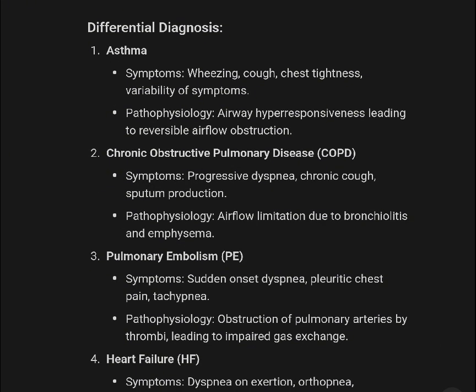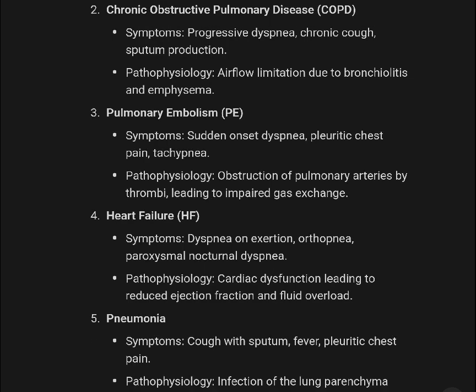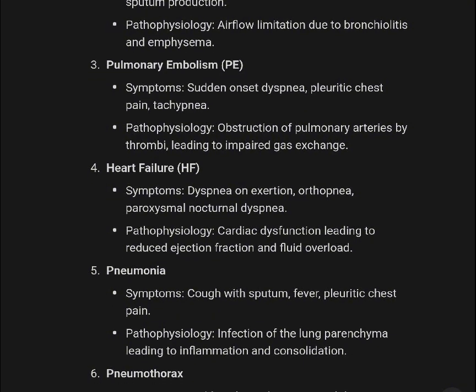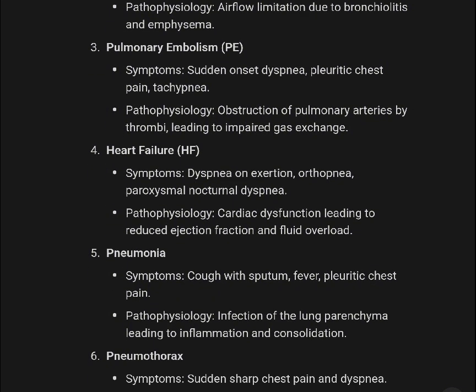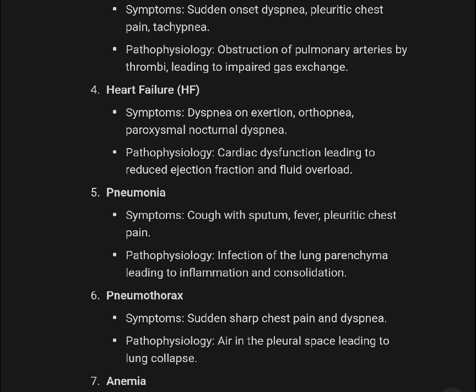Differential diagnosis. Asthma: symptoms are wheezing, cough, chest tightness, and variability of symptoms. Pathophysiology: airway hyperresponsiveness leading to reversible airflow obstruction. Chronic obstructive pulmonary disease: progressive dyspnea, chronic cough, sputum production. Pathophysiology: airway limitation, chronic bronchitis and emphysema.